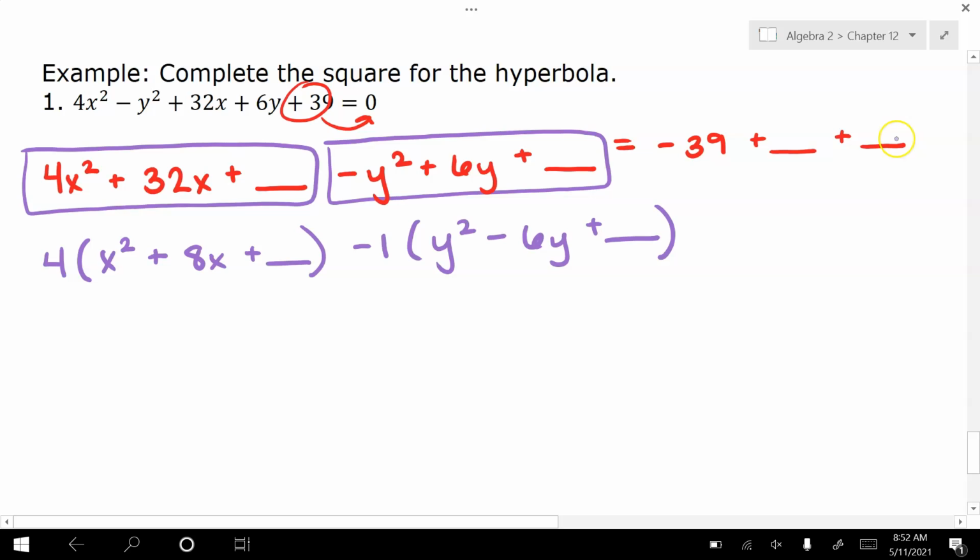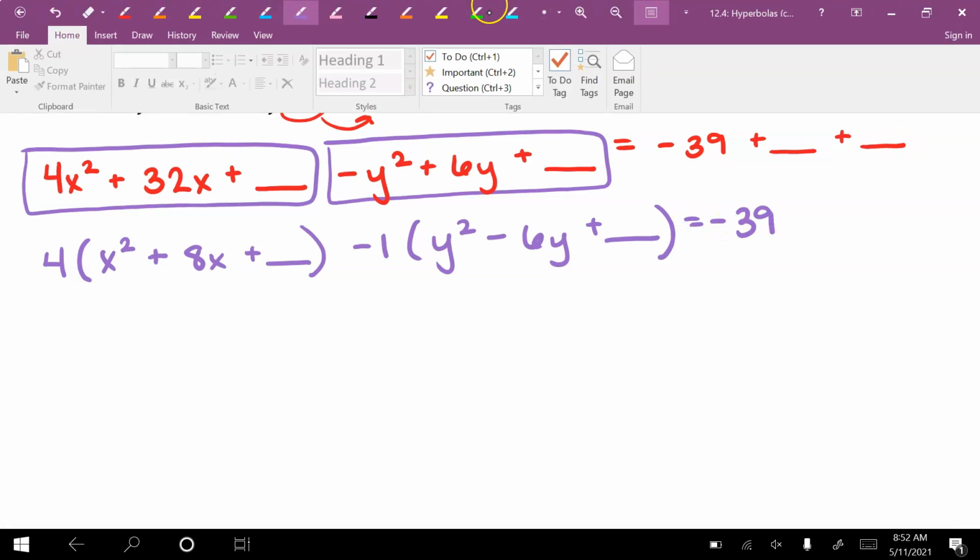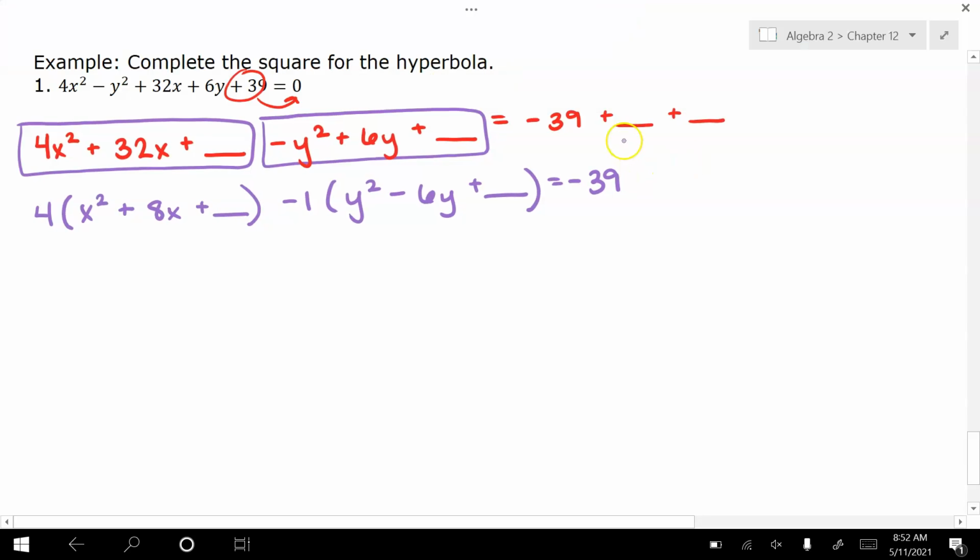So then over here, I've got that negative 39. And since I factored out some numbers, I need to add those in next to my blanks. So I took out a 4 from the first one, and I took out a negative 1 from the second one. So I just need to make sure that I keep that on the other side too. Whatever I took out of the left side, I've got to do the same thing to the right side so that it still stays balanced.